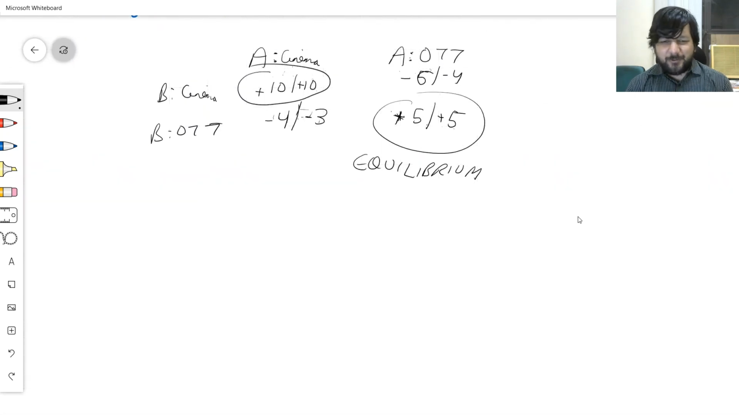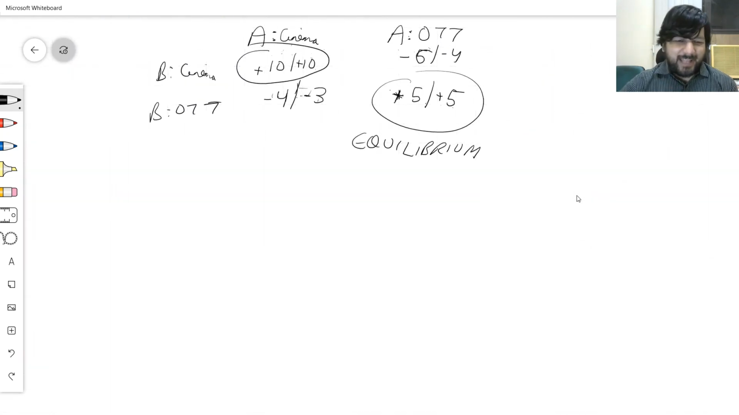Very quickly, now let's look at what happens when your strategies are stochastic. So far we've only looked at pure strategies, where one of the actions is the strategy. What if my output is a mixed strategy? Let me give an example of a mixed strategy.